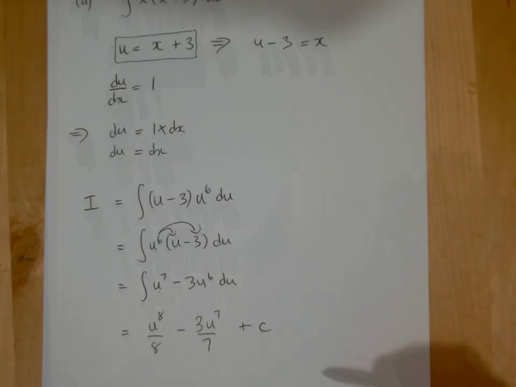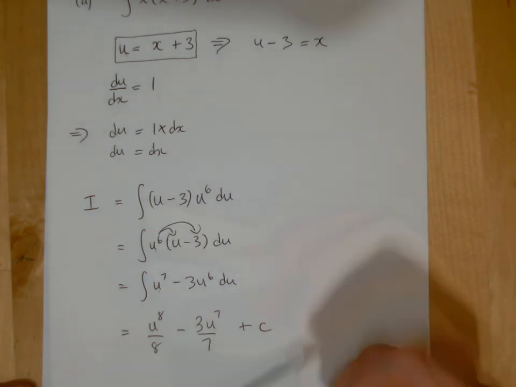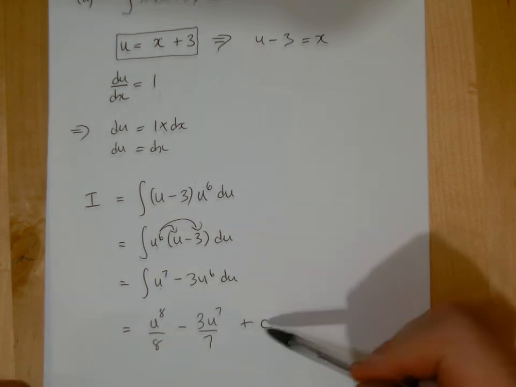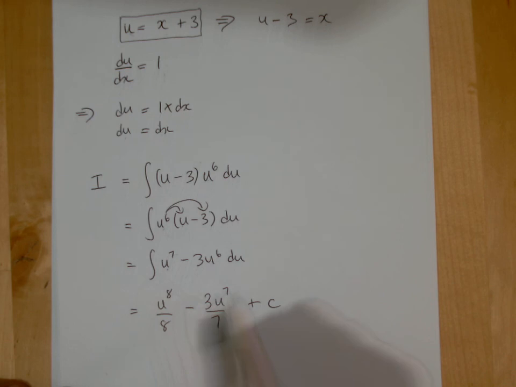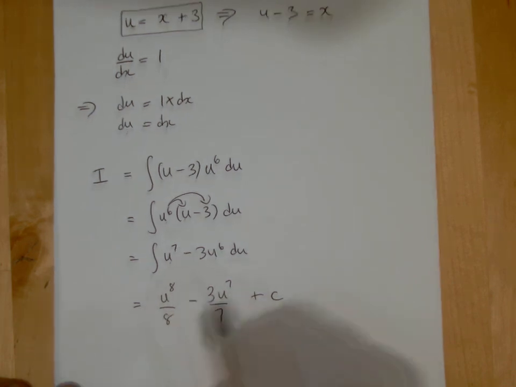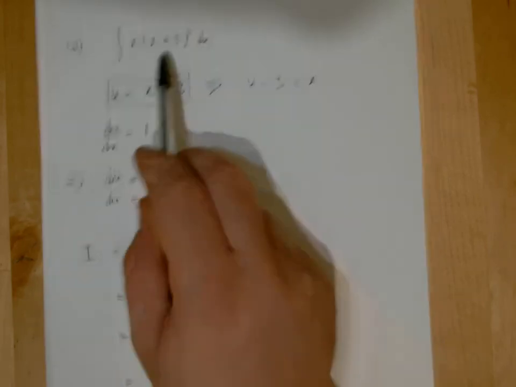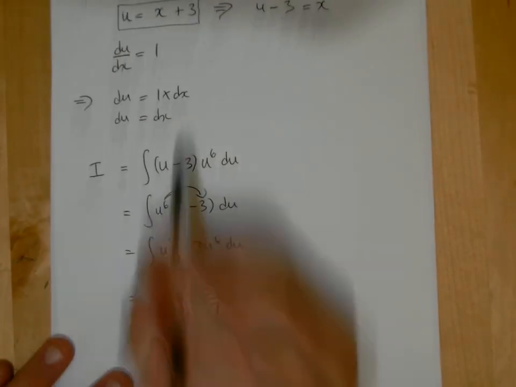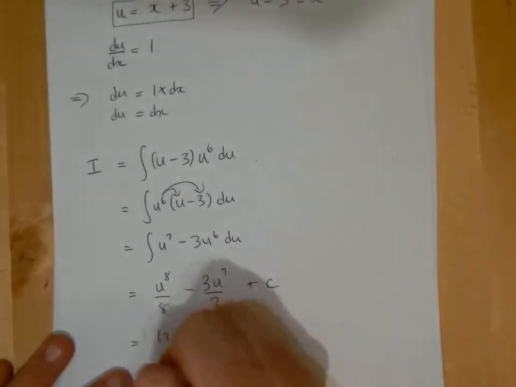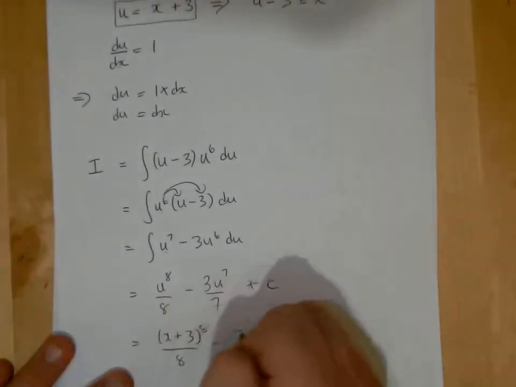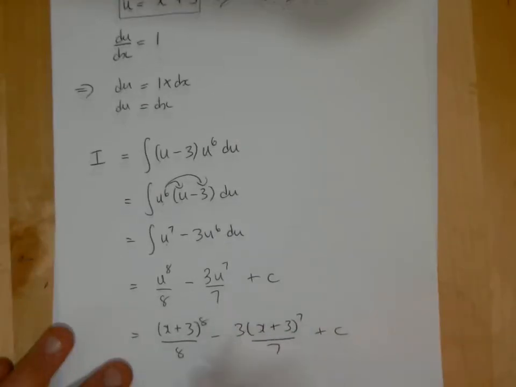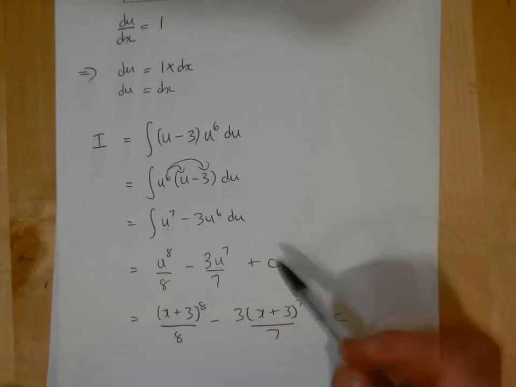But one thing we do need to do: if there's no limits, and later on we will see a question where there are limits, you obviously put in that plus c at the end. But our answer will be given algebraically here, and we shouldn't leave it in terms of u, because initially it was in terms of x. So what we need to do is go back to what u was. Remember, u is equal to x plus 3, so put that back into this answer to leave your answer in terms of x. I'm just substituting it back in, and there you go, there's my answer to that integral.